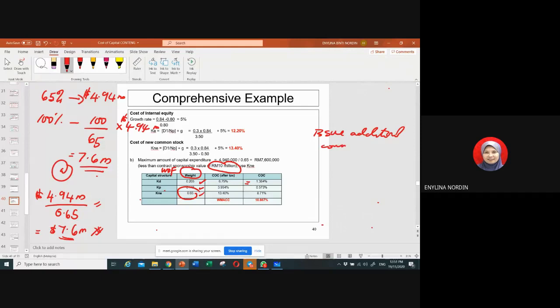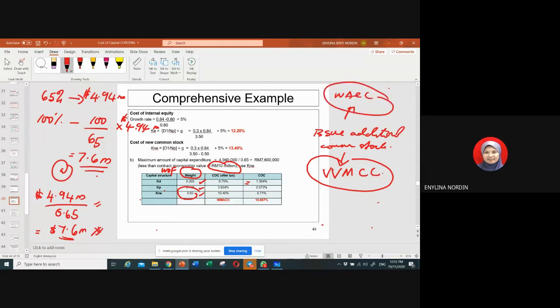Common stock or ordinary share. So that's why we need to use the WMCC instead of WACC. And when you want to calculate WMCC, or you want to calculate WACC, we already know there are steps, right? At least 3 steps, okay? What are the steps?